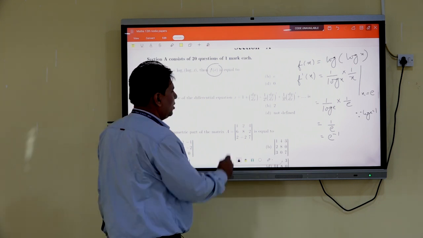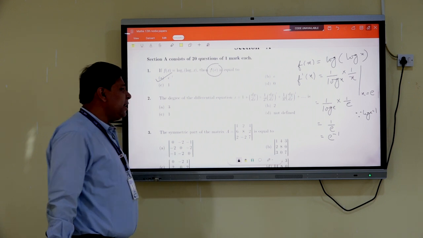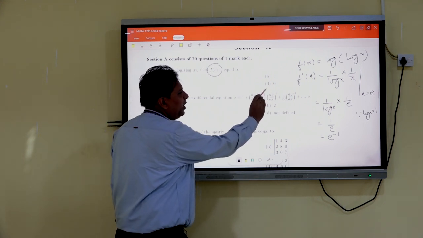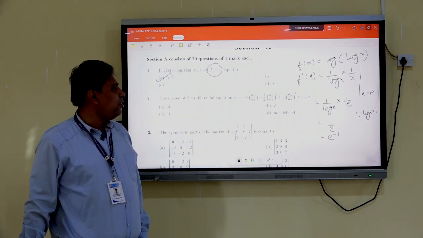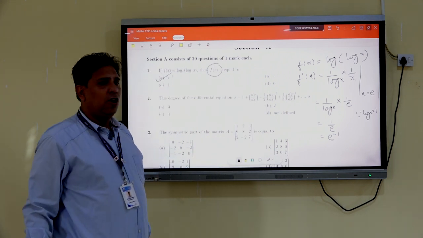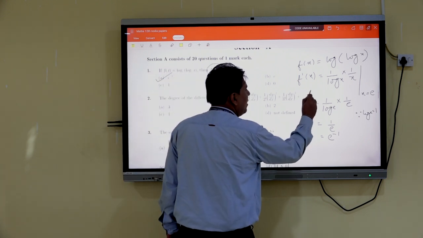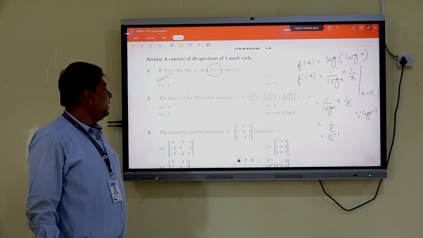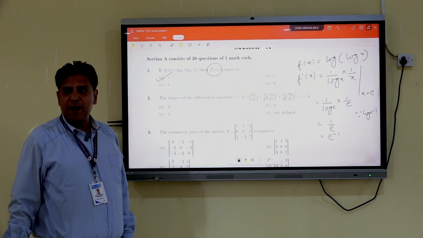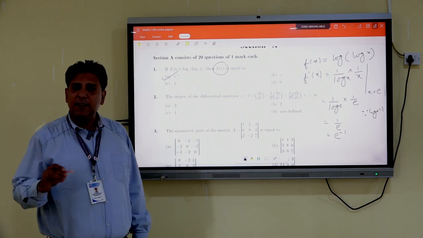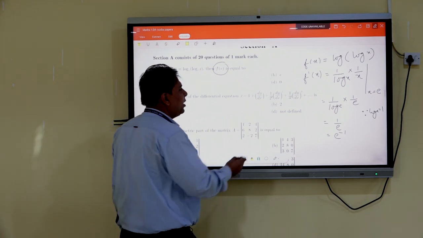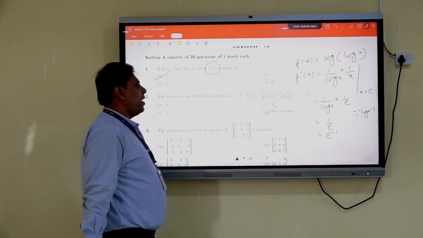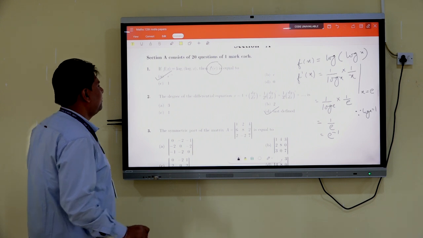Now let us come to the second question. Second question is quite simple. A differential equation is given: x equals 1 plus dy by dx plus 1 by 2 factorial (dy by dx) square plus 1 by 3 factorial (dy by dx) cube plus dot dot dot. Here dot dot is given, which means it will go up to infinite. So we cannot determine the degree of this differential equation, because degree is the highest power of the differential. Here it is 1, here it is 2, here it is 3, we cannot know. So the answer is not defined, right?